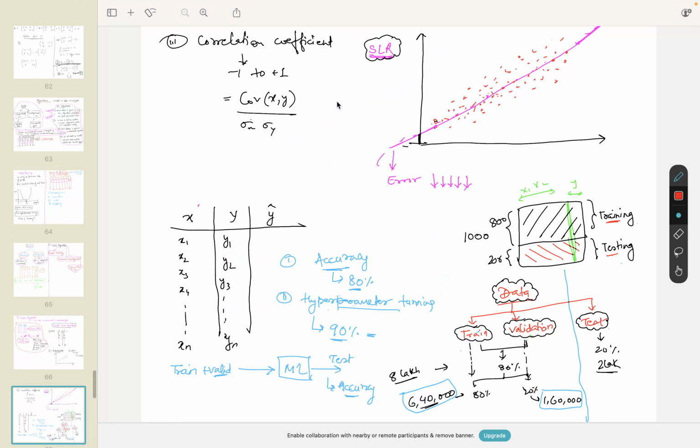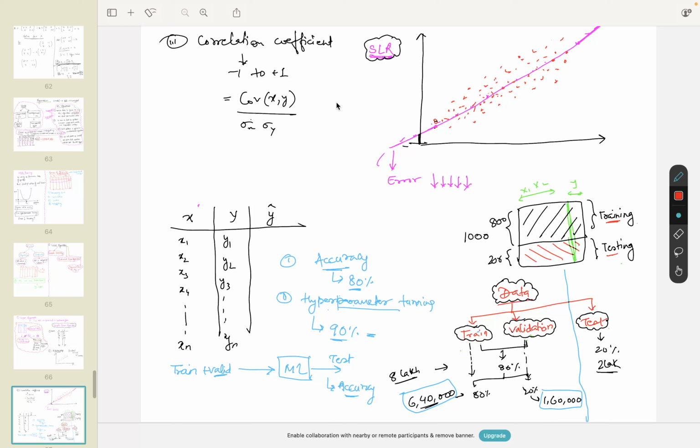So what I'm trying to say is, in simple linear regression, a linear regression model tries to fit the best line among the data points, which has the lowest error. The error we find is the predicted value minus the actual value. That is the error, and we try to take the square of the error. Square means (actual minus predicted) whole square.